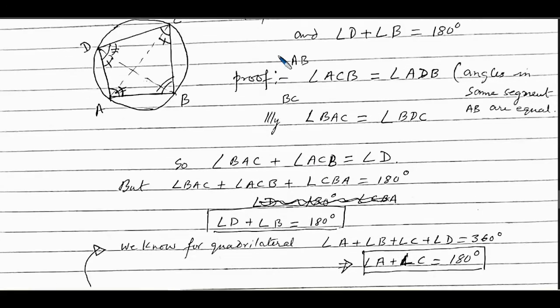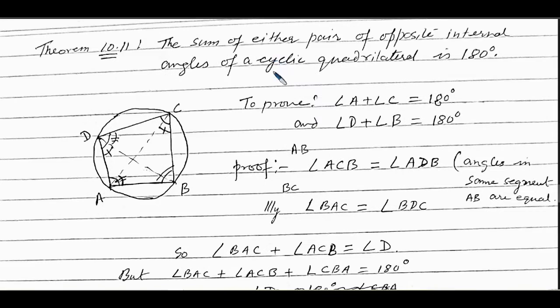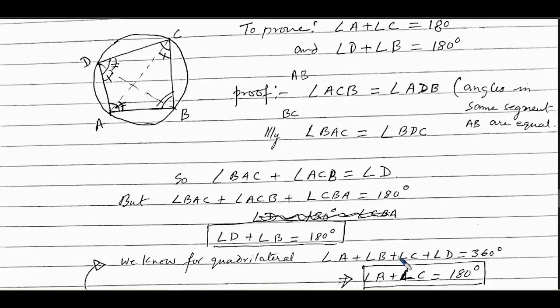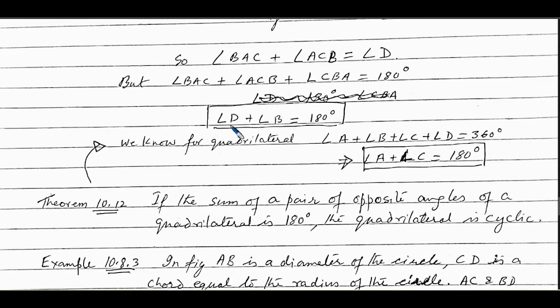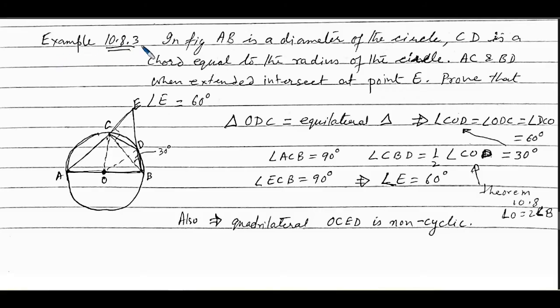Here it is saying this for a cyclic quadrilateral, which we have proved. We can prove this also along similar lines. If you have understood this, you can prove that also very easily. It's the same thing.